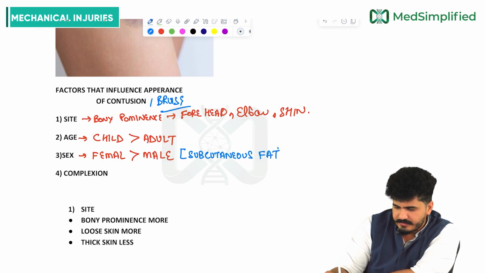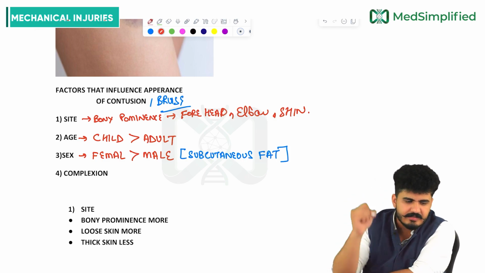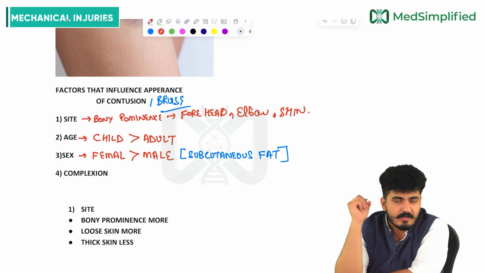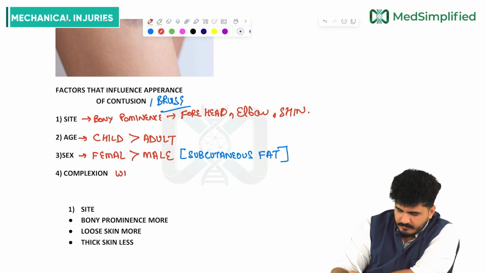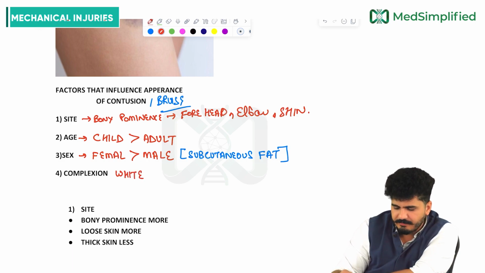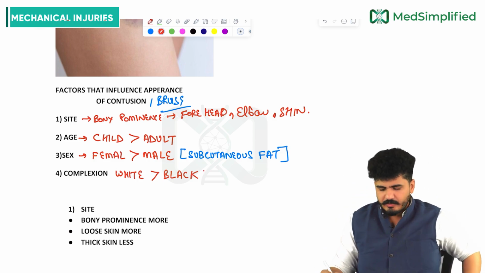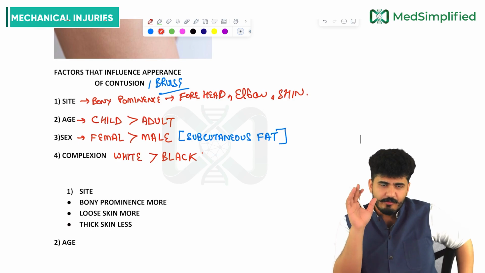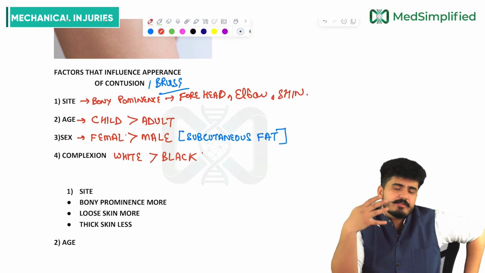Subcutaneous fat. The reason is very simple. Next, complexion. White people, white skin. White people will get bruise more as compared to the black people. So these are the 4 important factors which influence the appearance of the contusion.